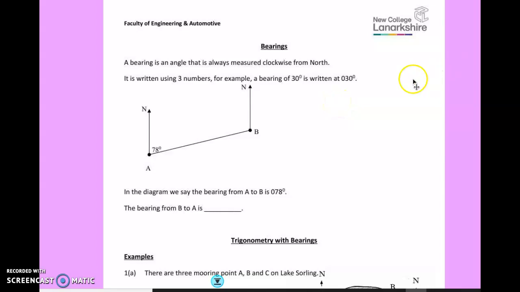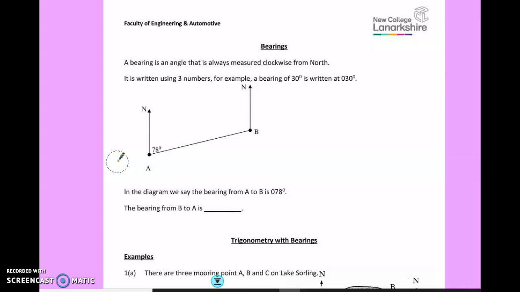Last bit in trig rules then is looking at bearings. It hasn't changed any of the trig rules, but sometimes we do need to do a wee bit of work to find the angle that we need to use before we can do our calculation. A bearing is an angle that's always measured clockwise from north, and it's always written using 3 numbers. So instead of writing 30 degrees, a bearing would be written as 030 degrees.